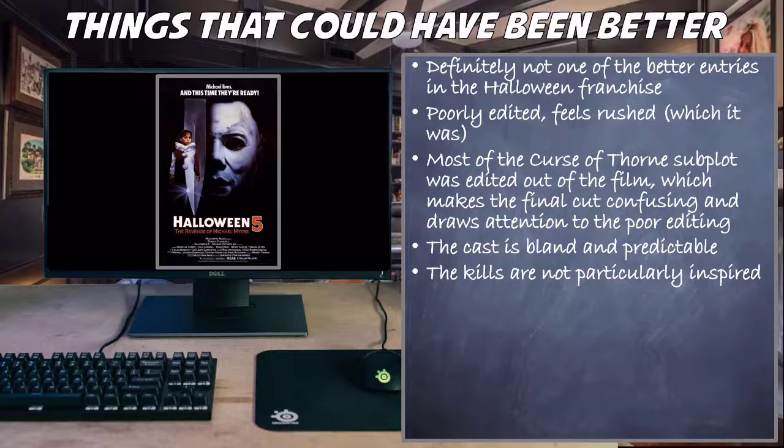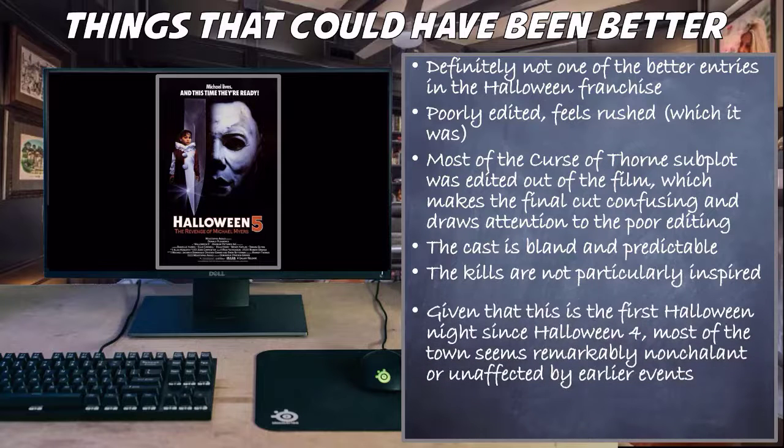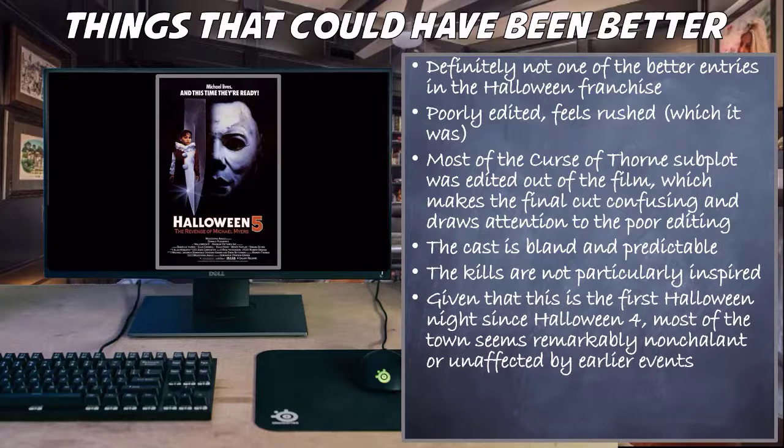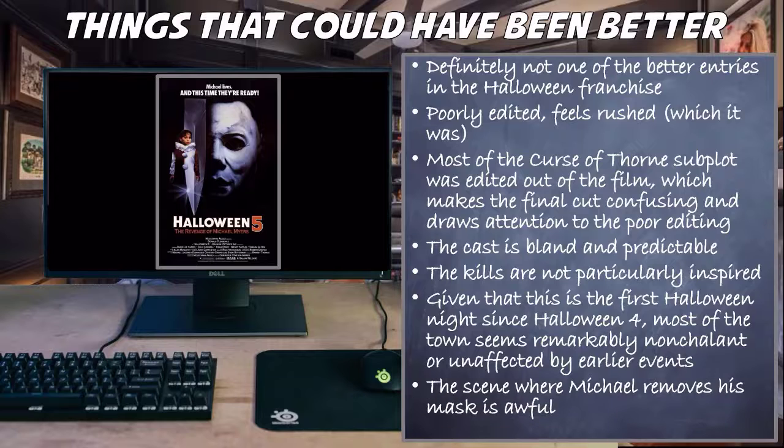The kills are not particularly inspired, and given the fact that this is the first Halloween night since Halloween 4 took place, most of the town seems remarkably nonchalant or unaffected by earlier events. So now you've had 2 Halloweens in the span of 10 years where multiple murders took place, 16 murders the first time around, I believe 16 the second time around, and yet people don't seem to be that worked up over Halloween night the next year.